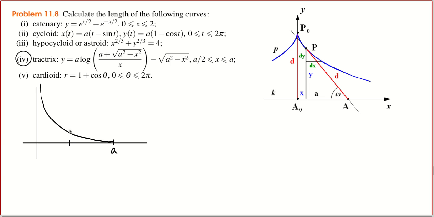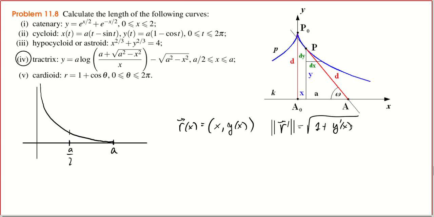So we're going to integrate the length of this curve in this bit here from a half to a. First we need the parameterization, of course. The parameterization is done as a function of x, so we have here y of x. The length of this is just the integral of the square root of 1 plus the derivative squared. So we need to calculate the derivative, substitute here and find this expression.